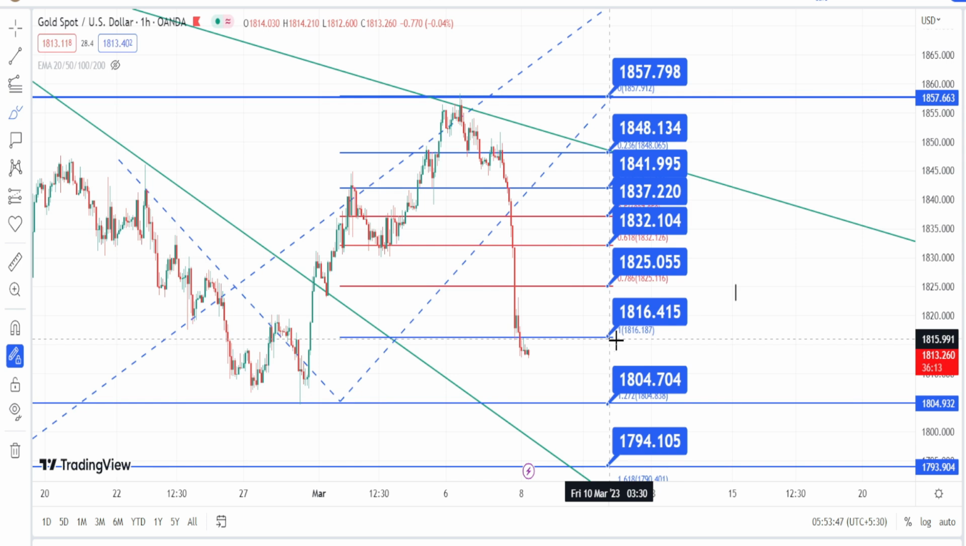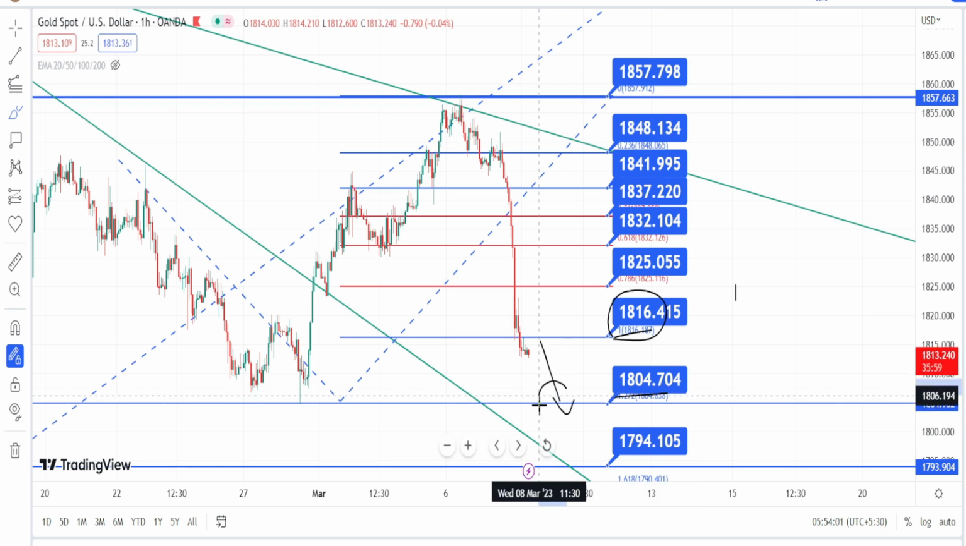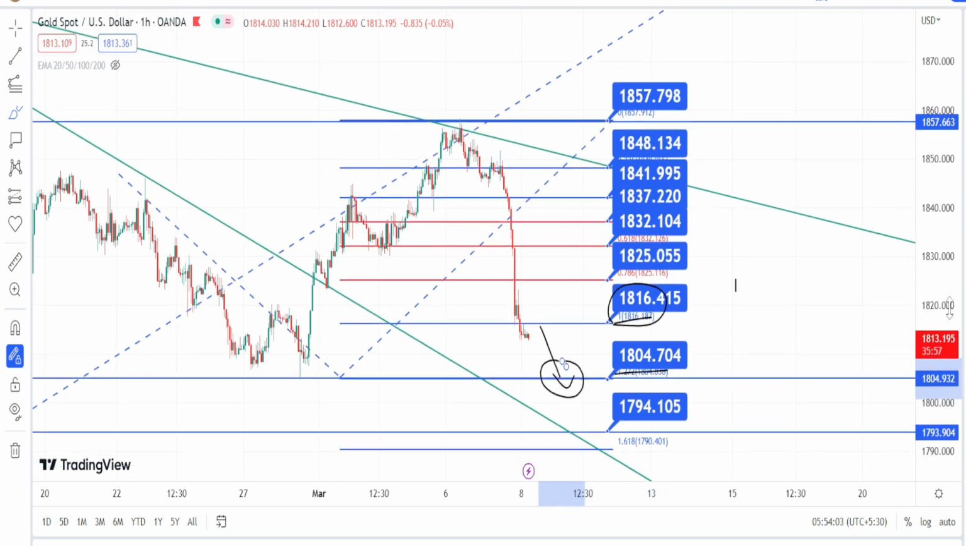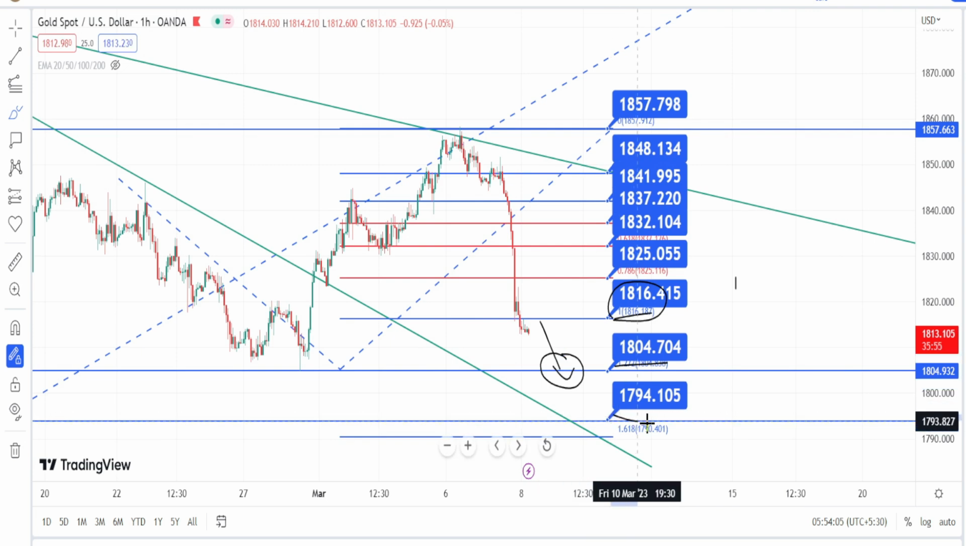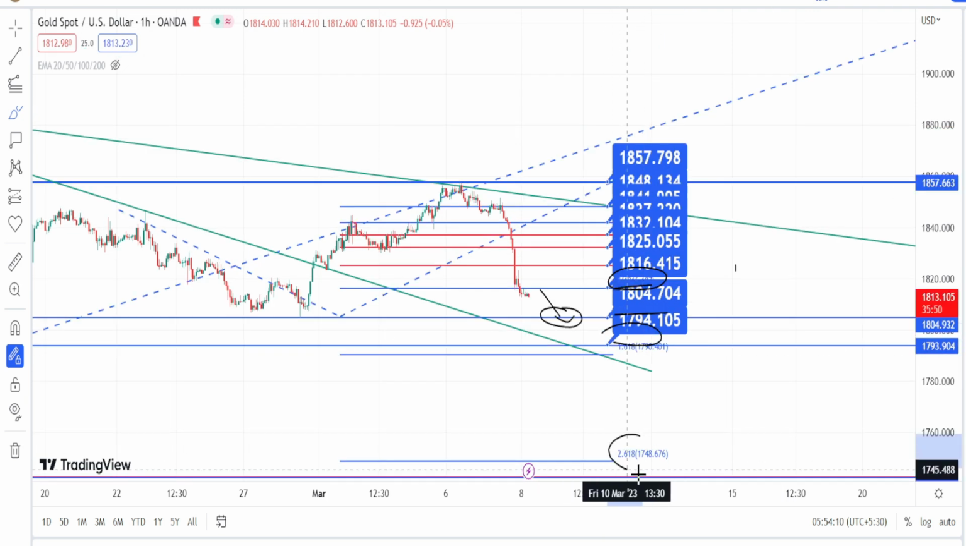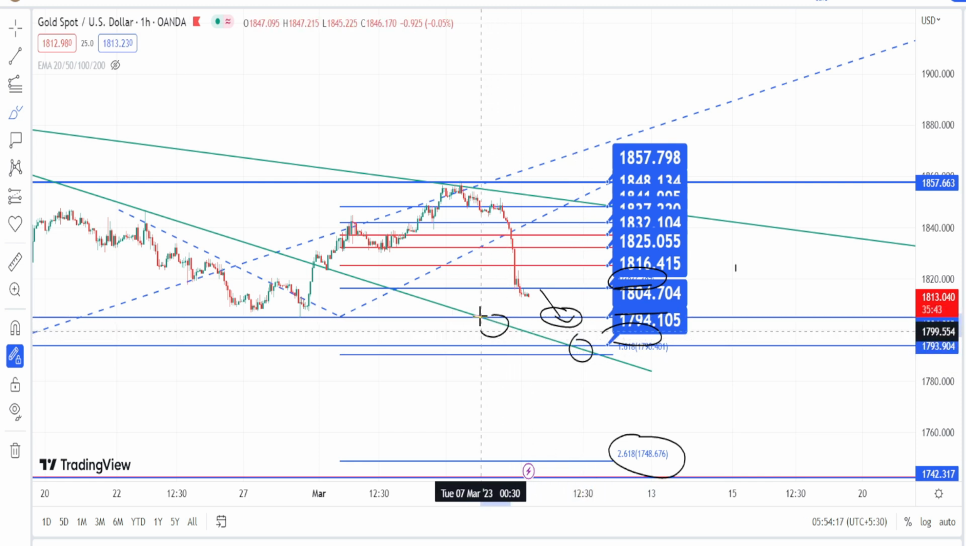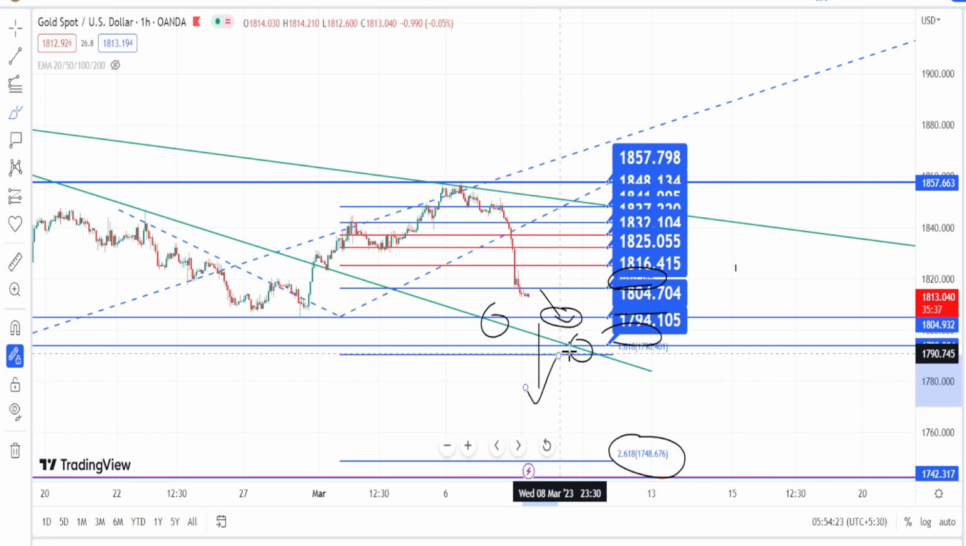For now, the price action is trading between the resistance level of 1816 and support level of 1804. Once the support level of 1804 is breached, next level of support is going to be around 1894 and 1848, which means that it will be breaking this trend line from the 4 hours time frame also, and we can expect a very sharp fall on the bearish side.